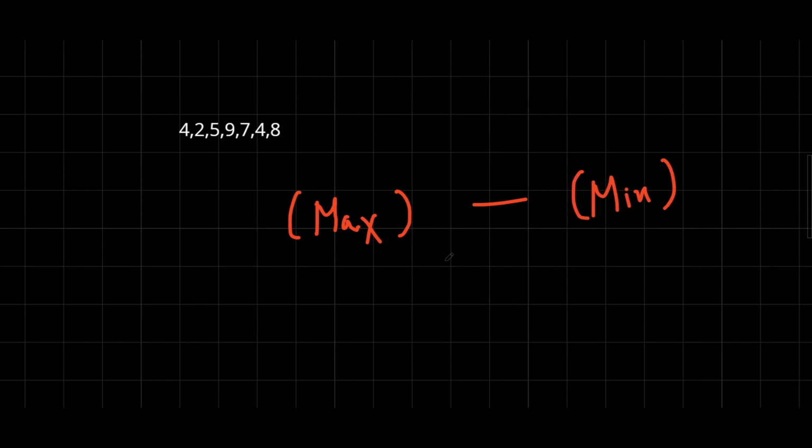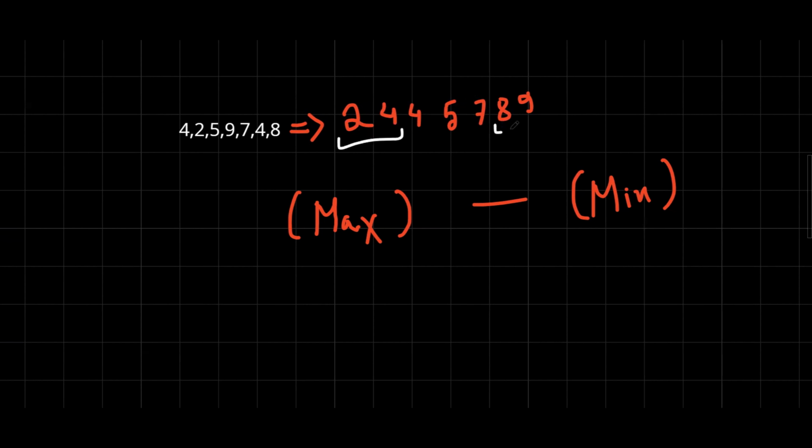So now we have to determine the maximum product of 2 elements in this array and the minimum product of 2 elements of this array. Suppose I sort the given input, then our input array will become 2, 4, 4, 5, 7, 8, and 9.